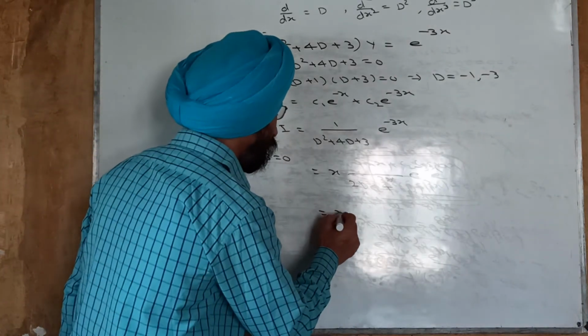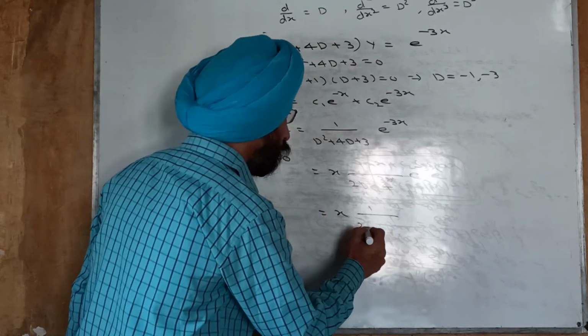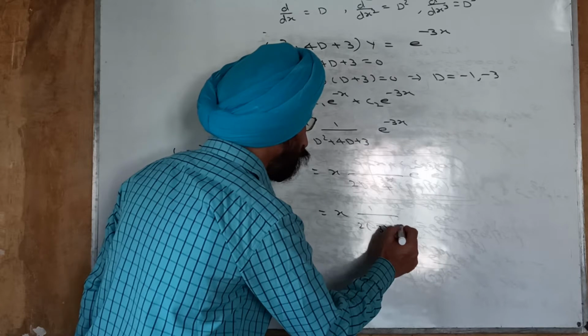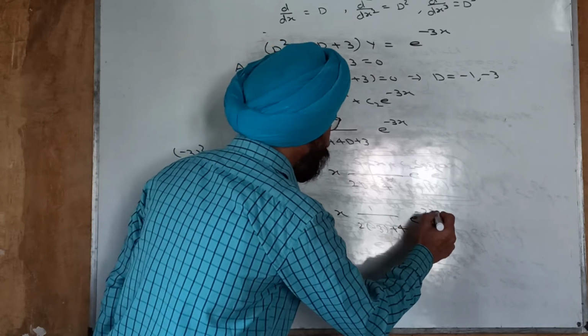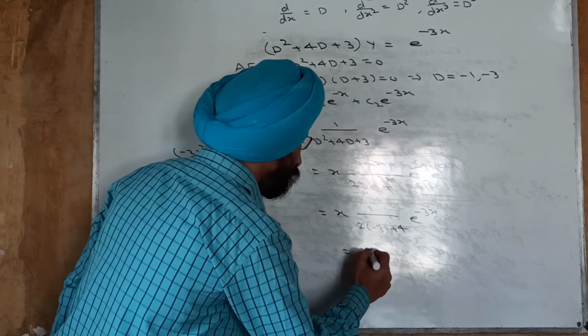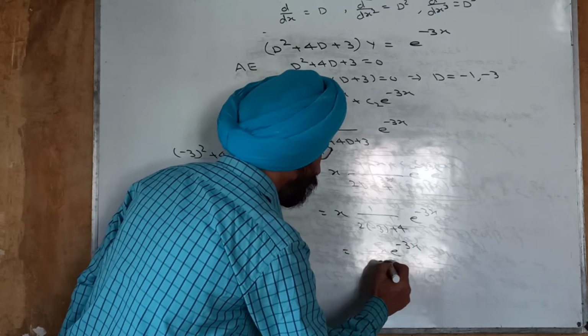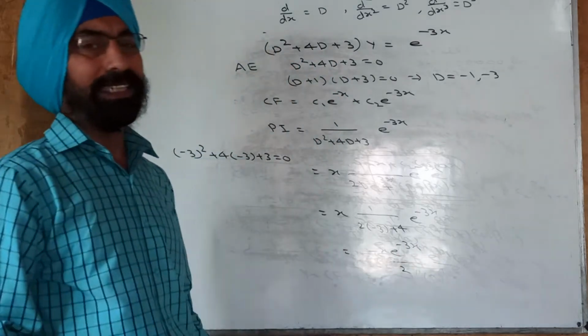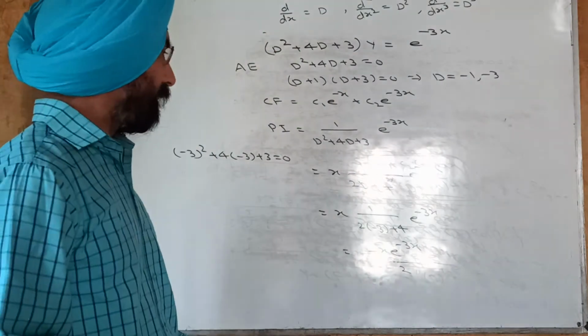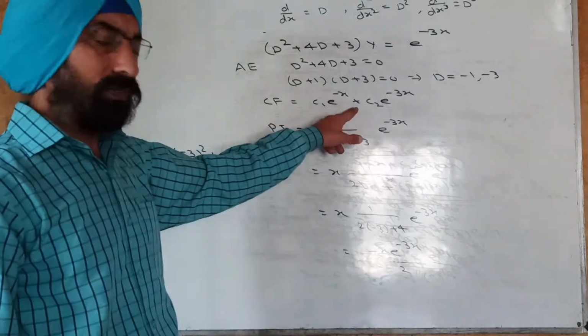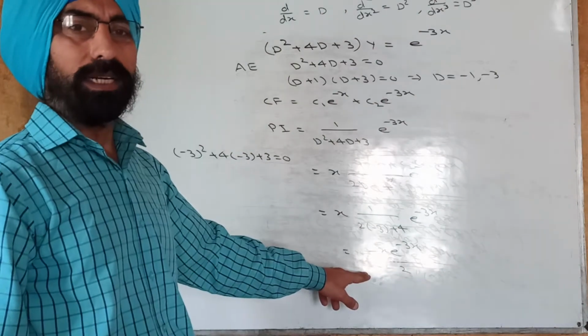So you are going to get x into 1 upon 2 into minus 3 plus 4 e raised to the power minus 3x, or you can say minus x e raised to the power minus 3x upon 2. This is your particular integral. This was your CF, this is your particular integral PI.